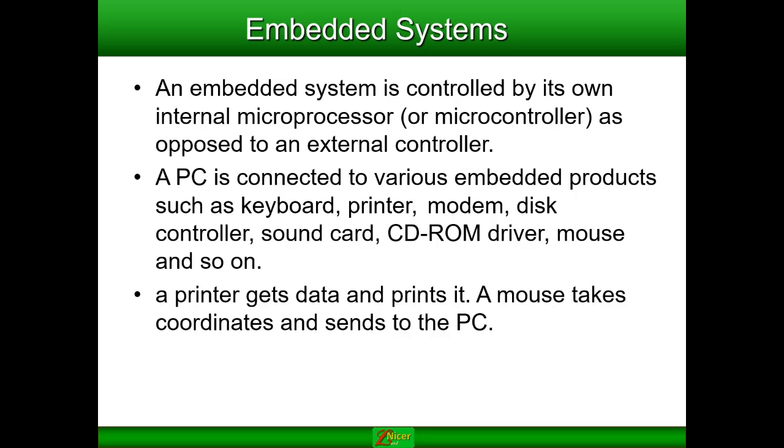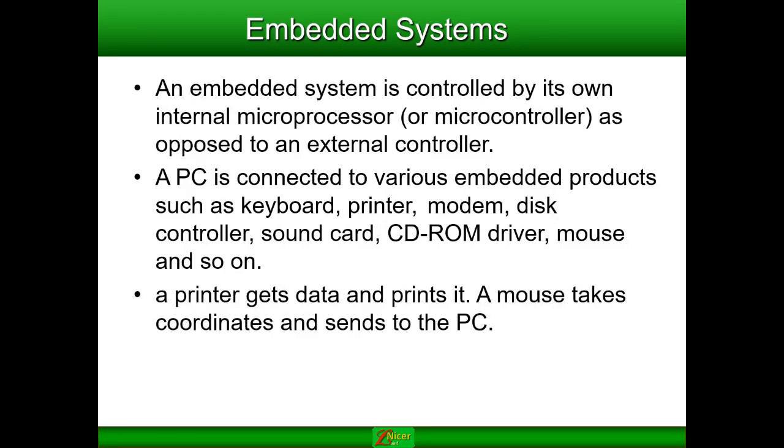We can see some of the embedded systems in our daily lives. It can be present in our microwaves, our fridges, our ACs, our routers, etc. A PC is connected to various embedded products such as keyboard, printer, modem, disk controller, sound card, CD-ROM driver, a mouse, and so on. So all of these devices include embedded products.